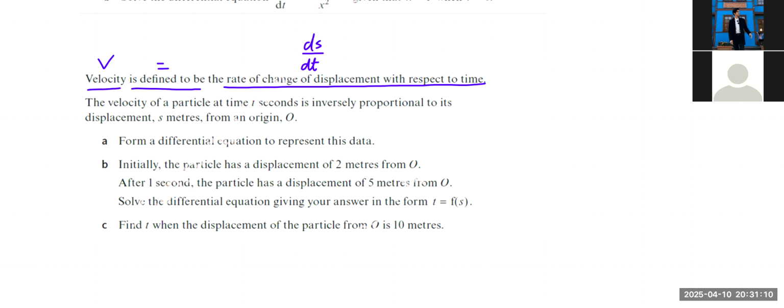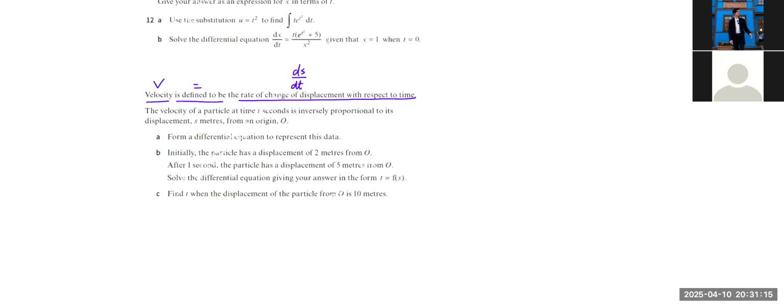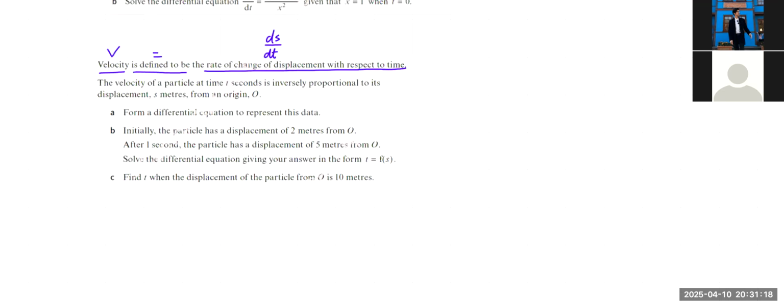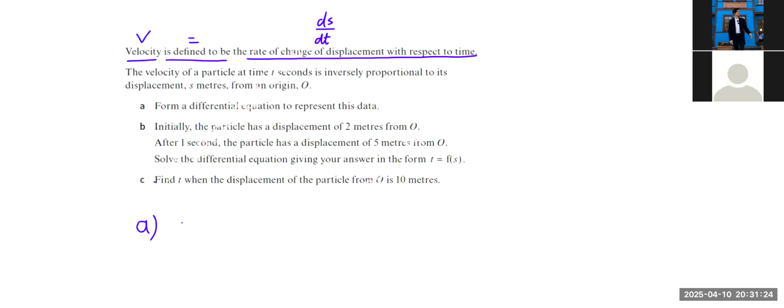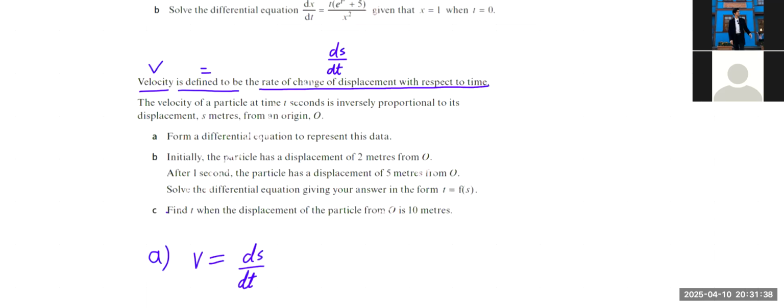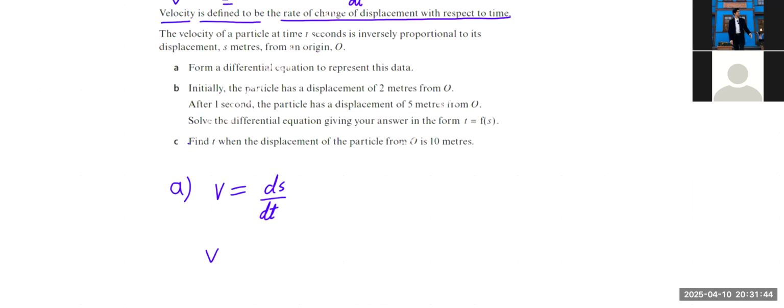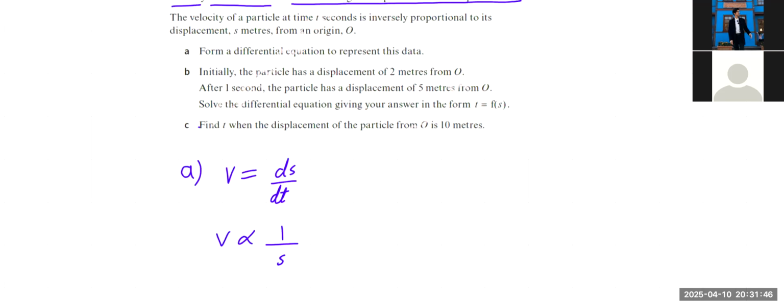The velocity of a particle at time t is inversely proportional to its displacement from an origin. Anyways, using the first statement, we can write down an equation. v equals the derivative of displacement. That's true, isn't it? And on top of that, they've also given us another piece of information, which is that the velocity at time t is inversely proportional to its displacement, right? That's basically how you write this statement down in math.